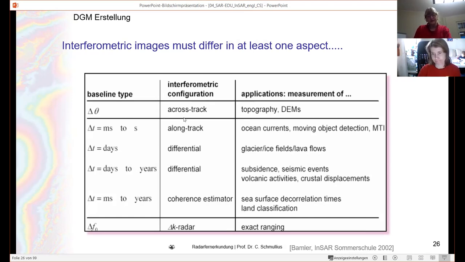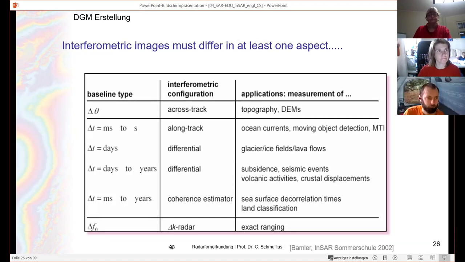Then there is a special case, which is along track, and I will have a slide later on this, which is being used for ocean currents or moving objects. And then we have this differential aspect. If there is a delta T, a temporal baseline of days or maybe even up to years, you can then map applications such as glaciers, ice fields, lava flows, so the movement of things that move relatively fast.